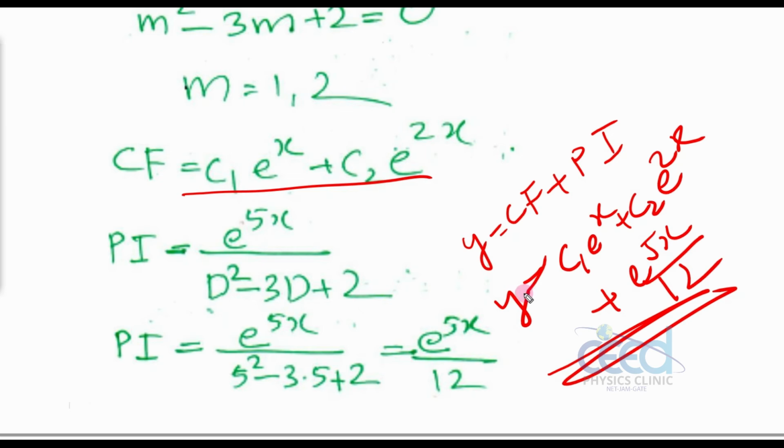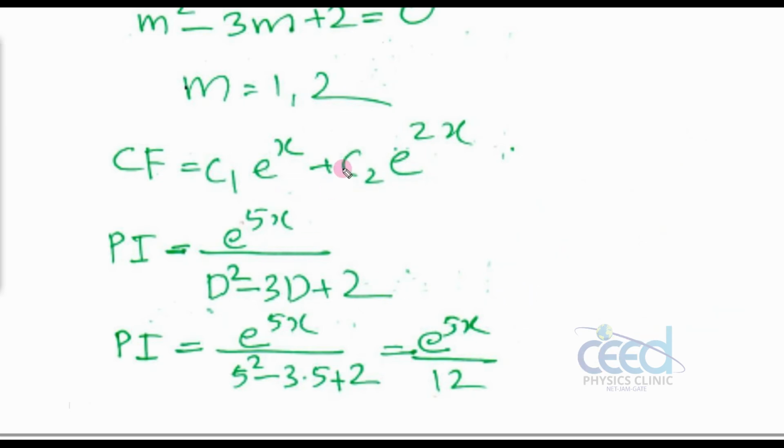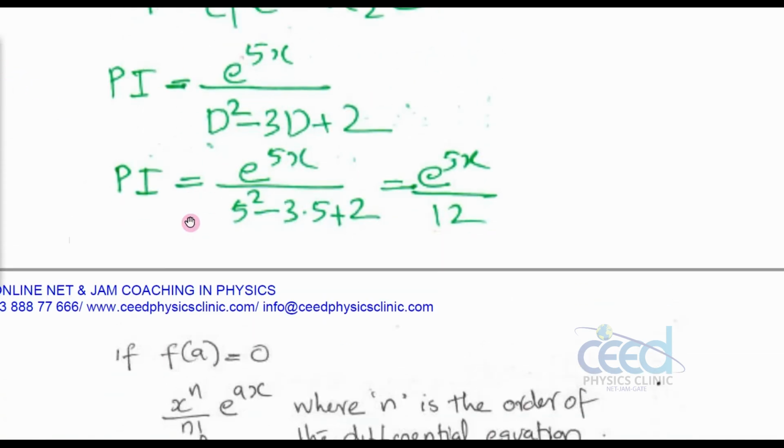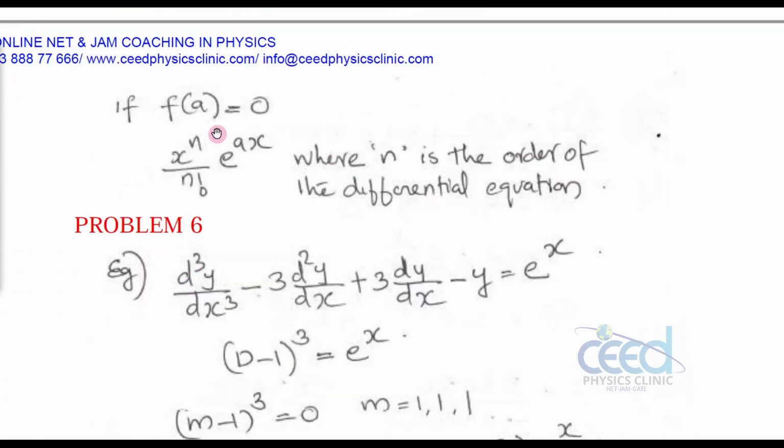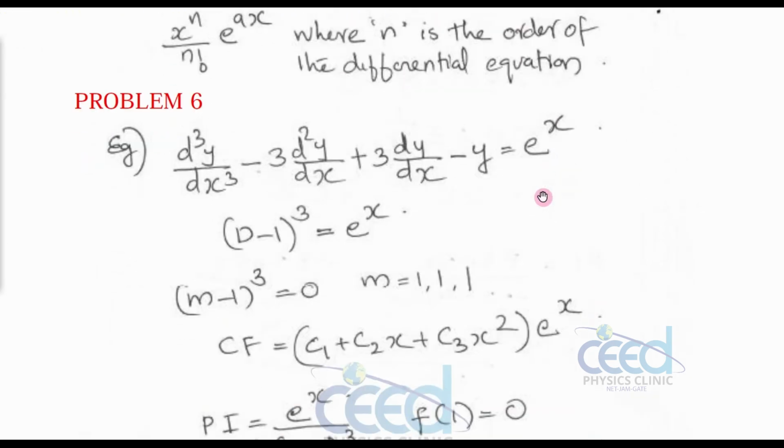Now, if I am substituting the value here and the denominator becomes 0, then what will I do? So that we have studied, we can do one more example in that area. If f of a is equal to 0, then you have to apply this formula, that is x raised to n by n factorial into e raised to x, where n is the order of the differential equation. So here I have given an example.